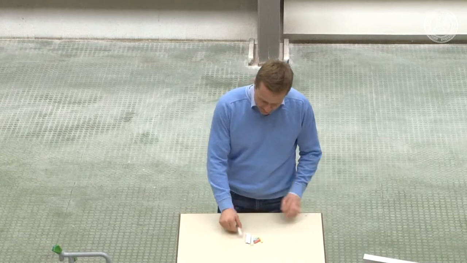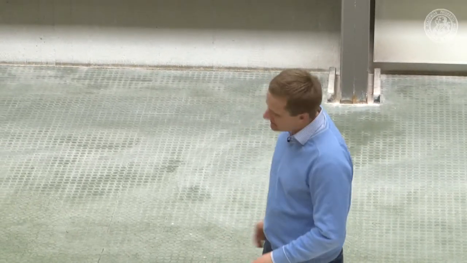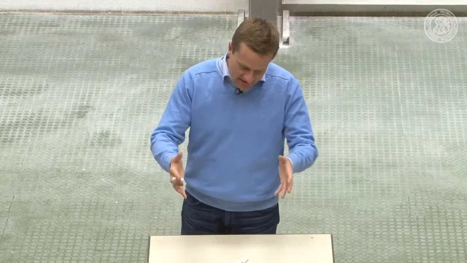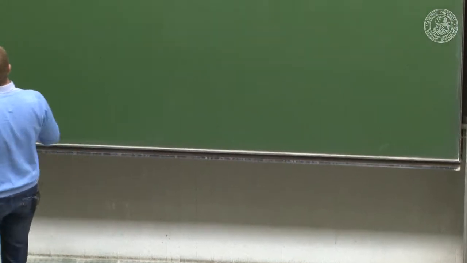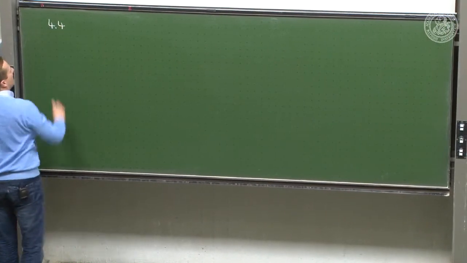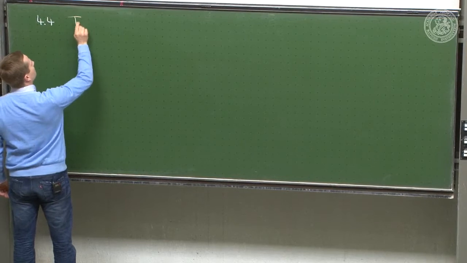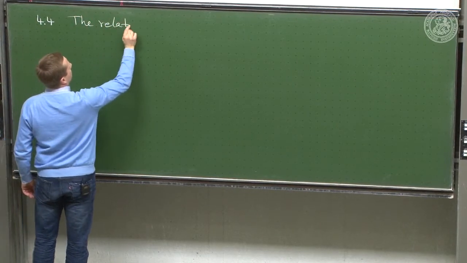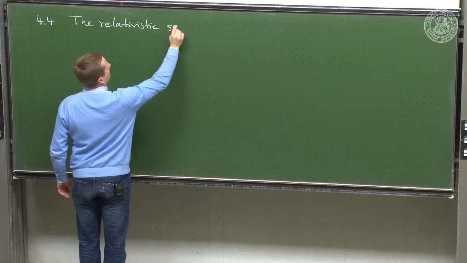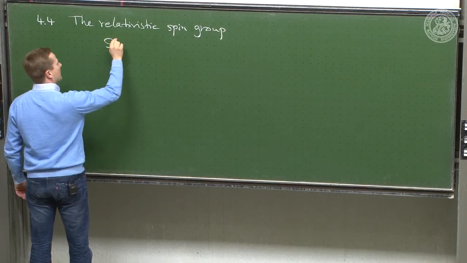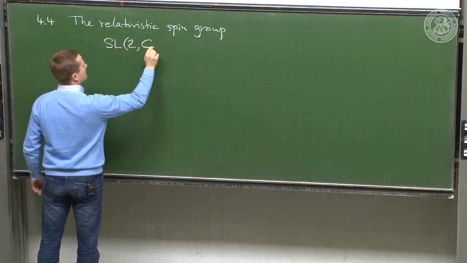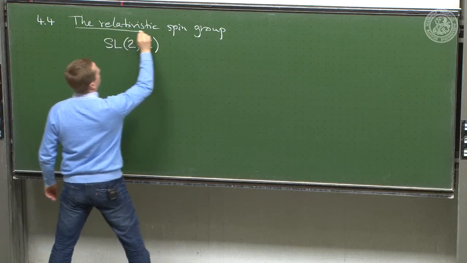And so this is, formally speaking, still part of this section on Lie groups and Lie algebras, because we haven't finished this section yet. But in a sense, it stands there as a half-time example. So it goes in this consecutive numbering 4.4, and it's the relativistic spin group, which goes by the name of SL2,C. That's what the thing is called.